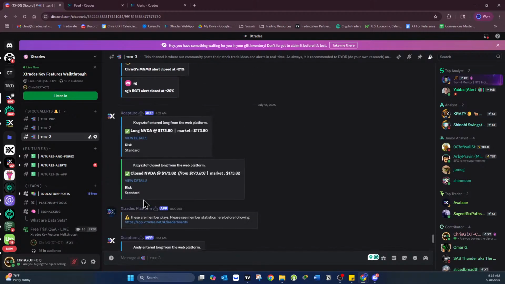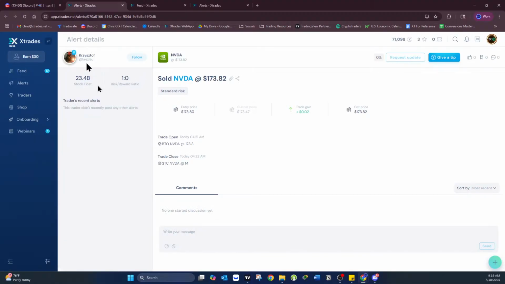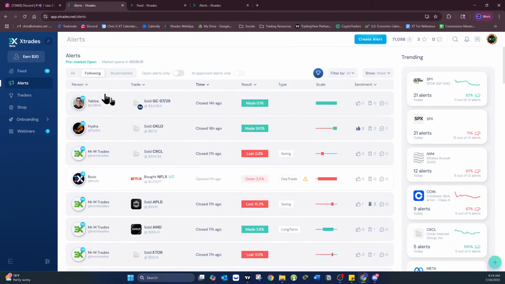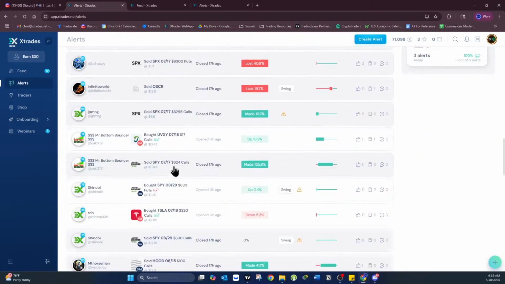The coolest thing about the app is that after 10 posted trades, you can see your history of trades. You can see your history of trades, right? So if I go into the alerts channel, I can see every single trade that gets posted on the app.